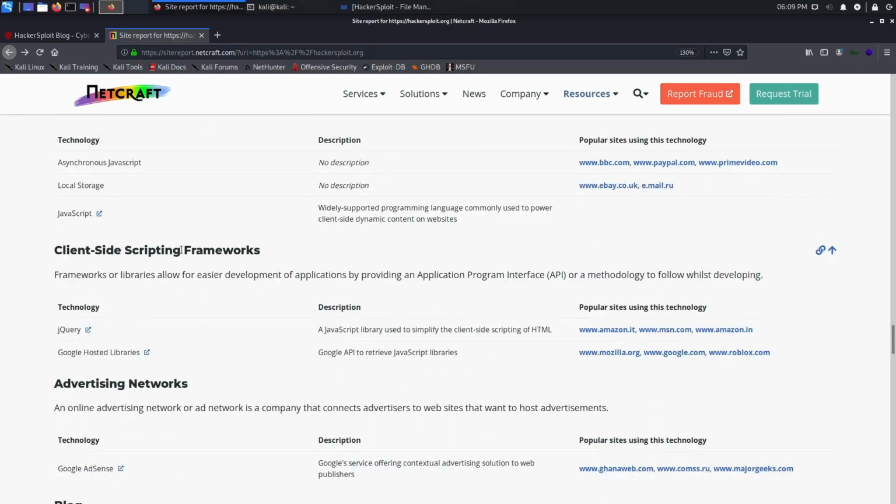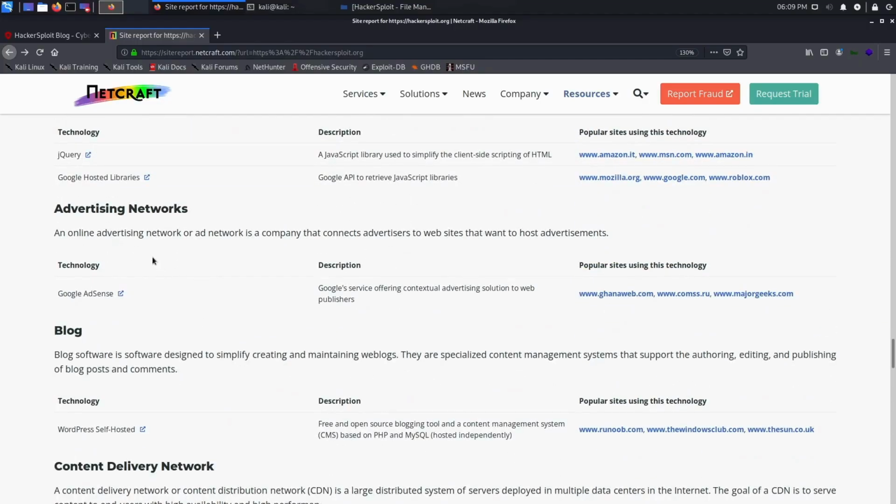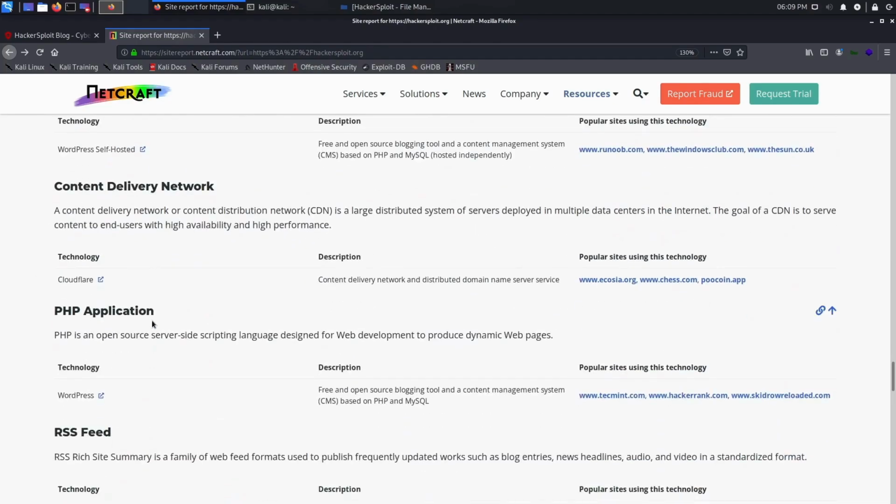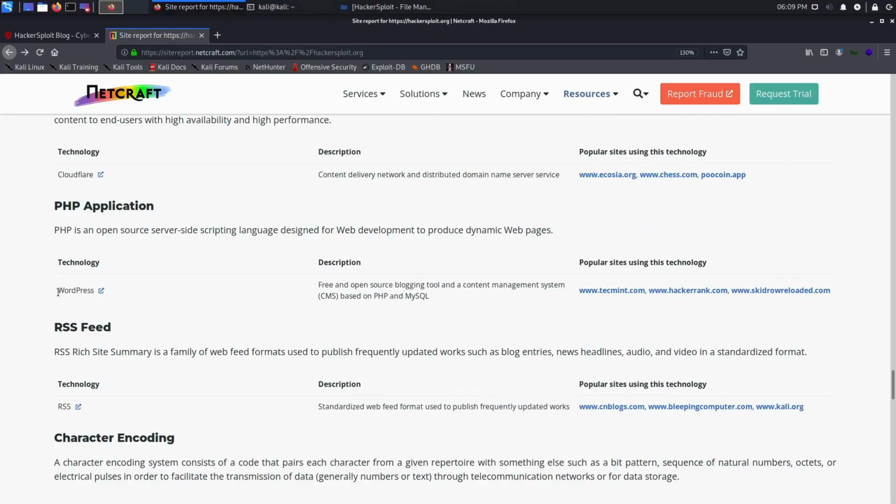We then have the client-side scripting frameworks, which is jQuery and Google hosted libraries for fonts. In this case, it's the Google API used to retrieve JavaScript libraries. And then the advertising networks, in this case, it's AdSense, and the blog, which tells us that it's running WordPress, which is really, really cool. And then, of course, under PHP application, it will tell you what application is running. So you can see that is running WordPress, and WordPress is a PHP application that runs on a LAMP stack, which again tells us as a fact that this website also utilizes a database.